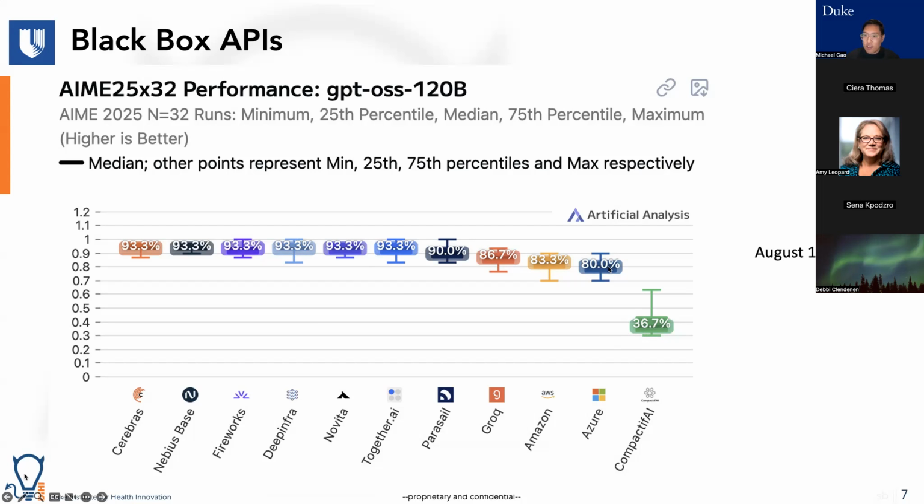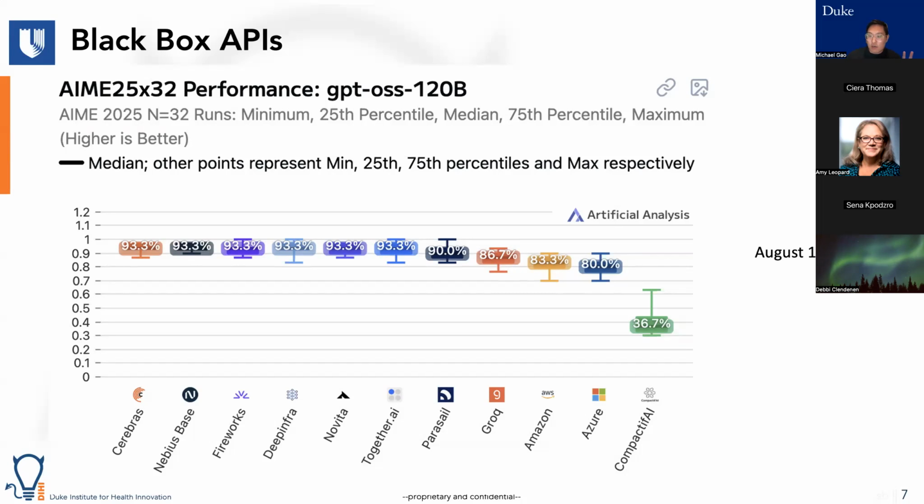But even well-established companies like Microsoft Azure have a median performance of 80% on this benchmark, whereas some of the newer providers have 93%. Keep in mind, this is the exact same model, the exact same weights being used, and the exact same prompts. And yet for different providers, you might get different responses and different performance. So this makes it very difficult to evaluate some of these tools.